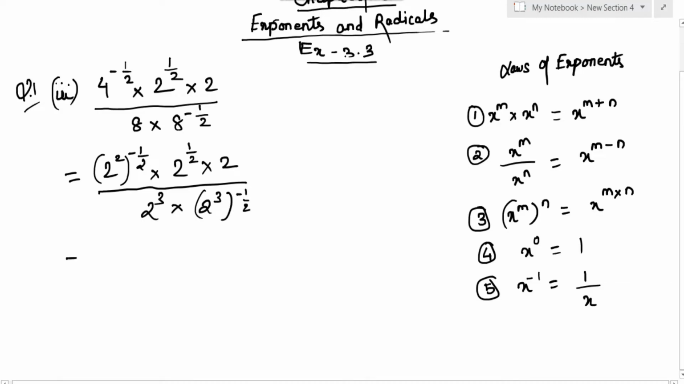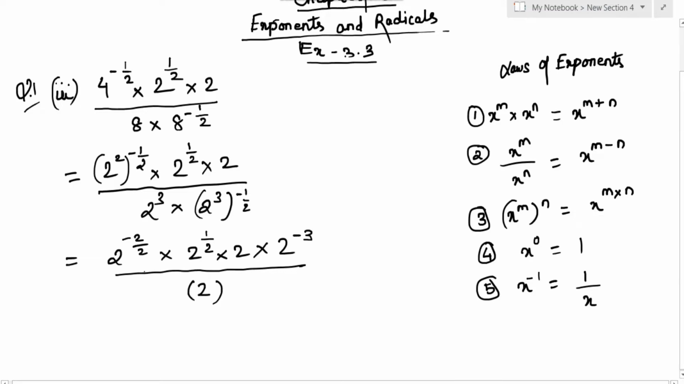Now we will solve ahead. This will become 2 to the power minus 2 by 2, because the power of a power gets multiplied, and this is 2 to the power 1 by 2 into 2 into, now this 2 to the power 3 will go up and it will become 2 to the power minus 3, and now in the denominator we are only left with 3 into minus 1 by 2, that is minus 3 by 2.